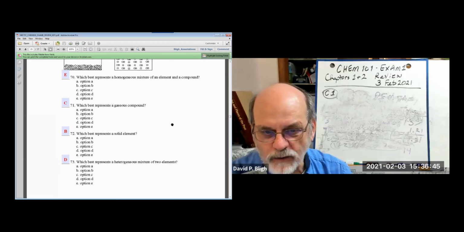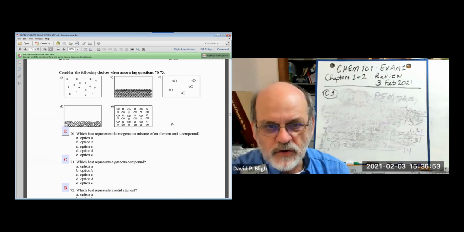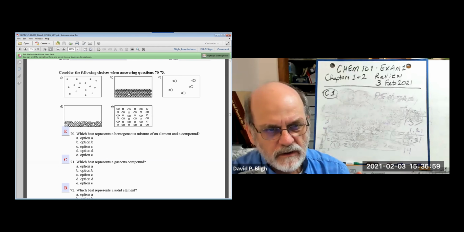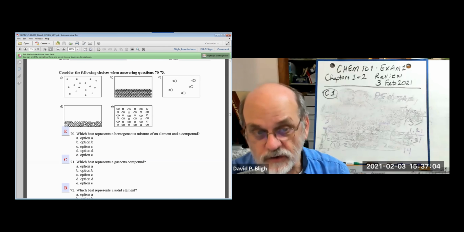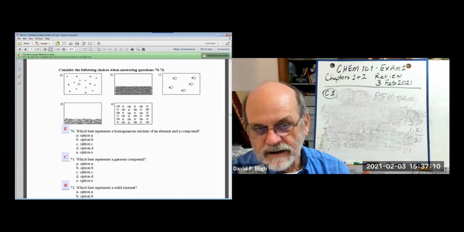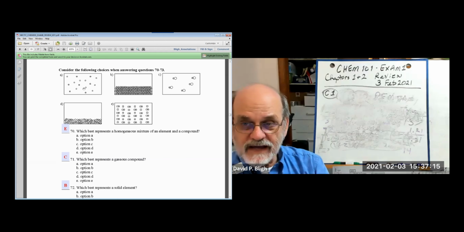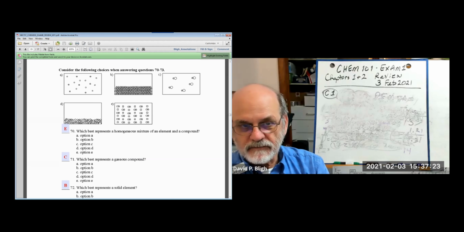Which best represents a heterogeneous mixture of two elements, right? So we need two elements in a mixture, heterogeneous. Two elements. Nope, that's got a compound, that's pure, that's pure. These are two elements, right? These are two elements, but what else do they need to be? Heterogeneous. These are far apart. Remember what I said about gases? If you mix two gases together, you always get a homogeneous mixture. So that can't be. That's homogeneous. This is the only one that fits. D.